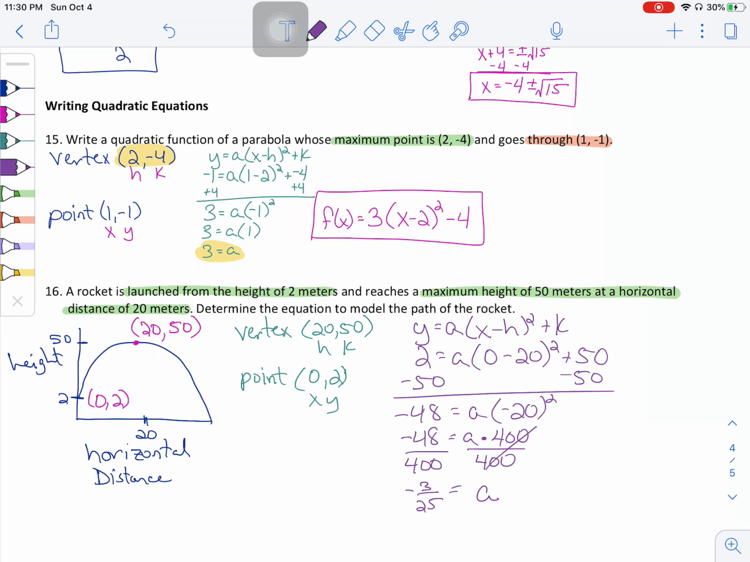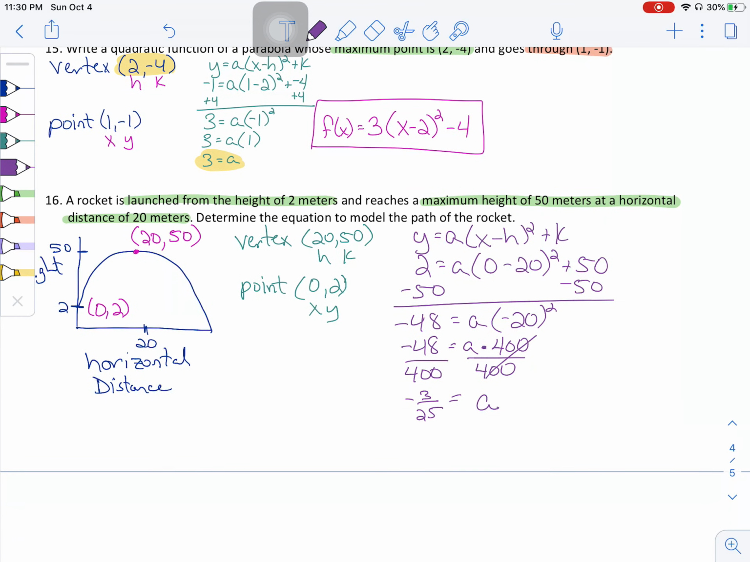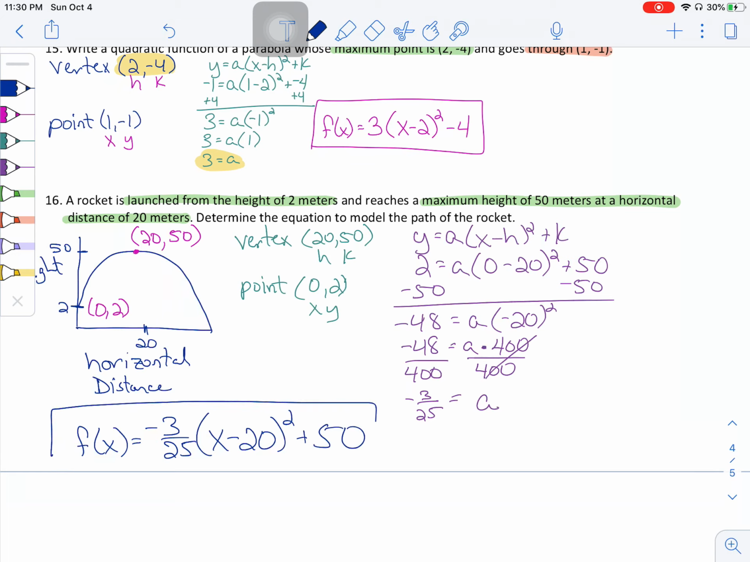So our last step here now is to actually write the equation to model the path. So our equation here is going to be f of x is equal to, our a value is negative 3 over 25, times x minus 20 squared plus 50. And that used our a value here that we found and our vertex point here, which were the two pieces we wanted to use.